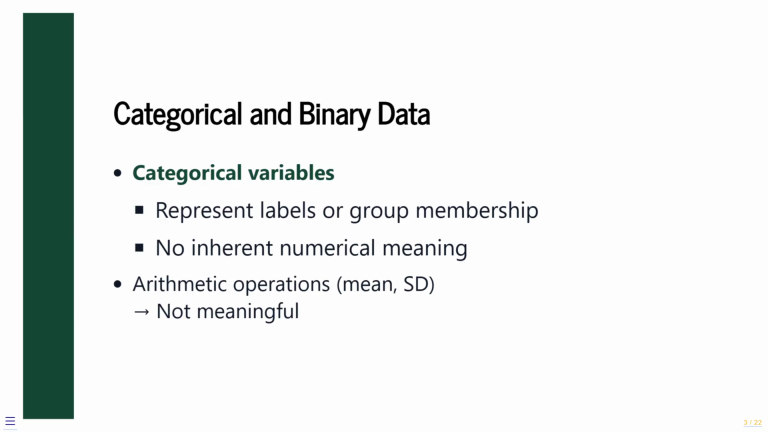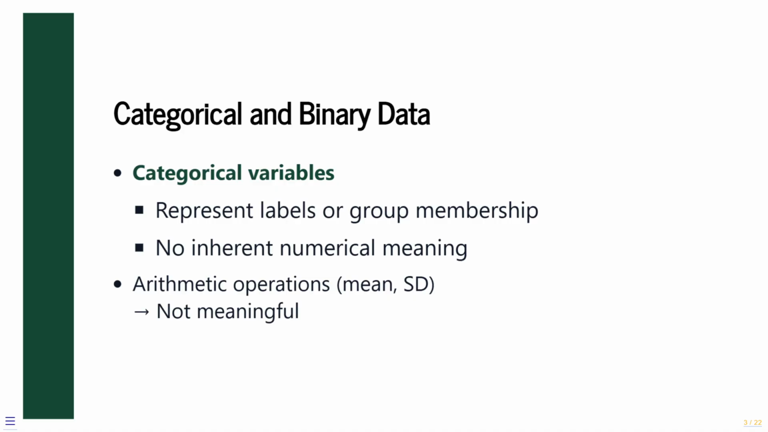Let's begin with categorical and binary data. A categorical variable represents labels or group membership rather than numerical magnitude. For example, eye color, political party, favorite ice cream flavor, or type of vehicle. The key point is that these categories do not lie on a numerical scale. There is no meaningful sense in which one category is twice another, or in which you can add categories together.